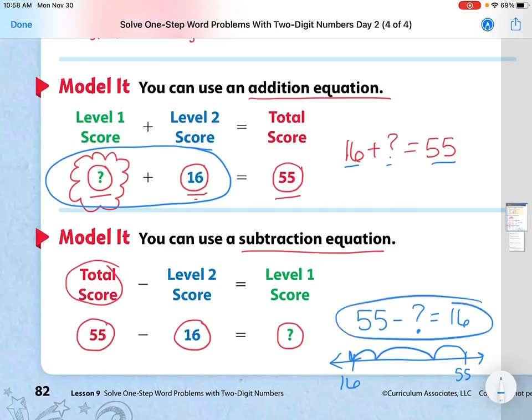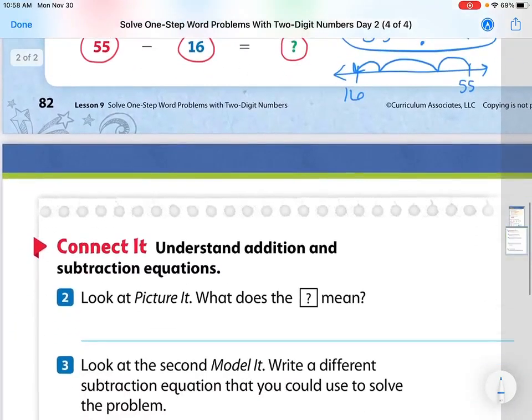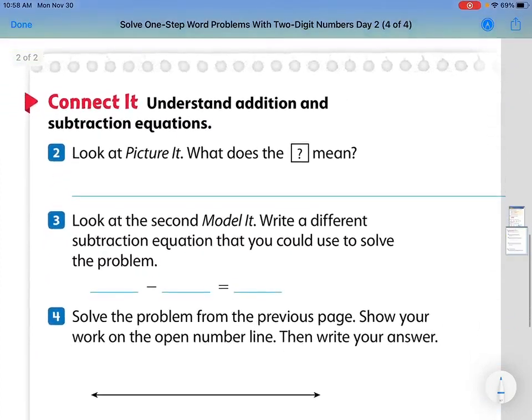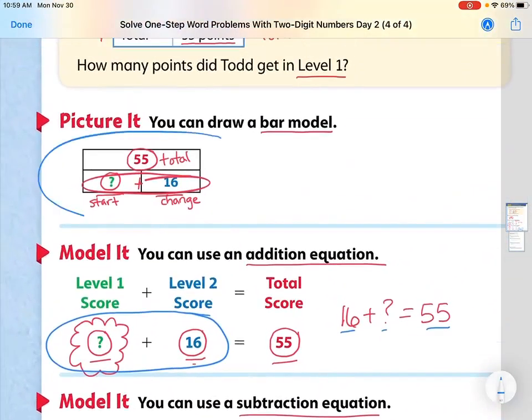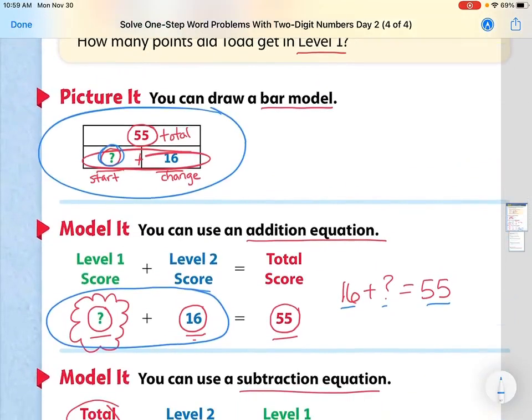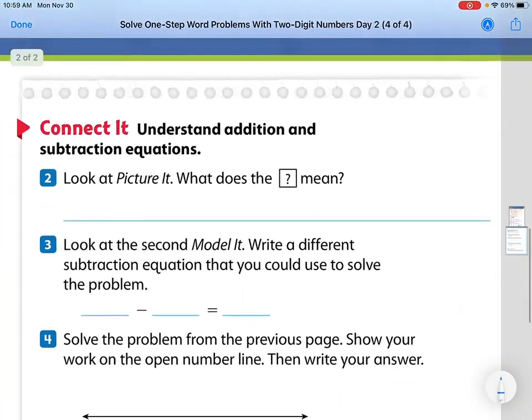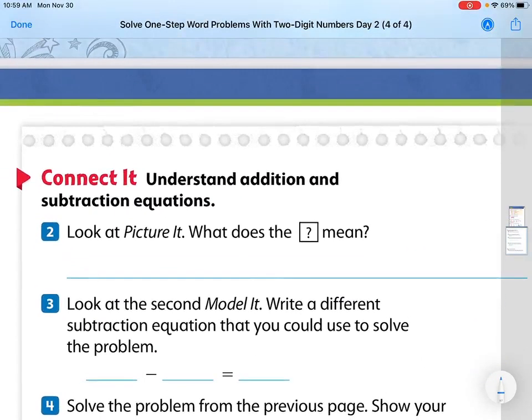All right, so now we're going to move on to the next page, and this is where you will be doing some writing. So we're going to take a look, and now we're looking at page 83. And at the top of 83 it says to look at the picture it. What does the question mark mean? Remember, they're talking about this other page, this picture it, the bar model. What does that question mark stand for? Okay, what does that question mark mean?